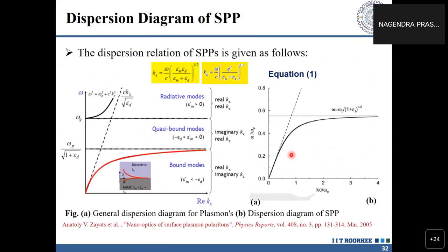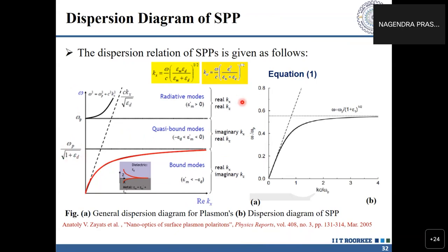So again, you can revisit the dispersion diagram of SPP. This is equation one, so basically Kx and Kz. I hope you remember the first figure. Here you can see omega versus the real part of Kx. So omega p, then this line is omega p divided by square root of 1 plus epsilon d.